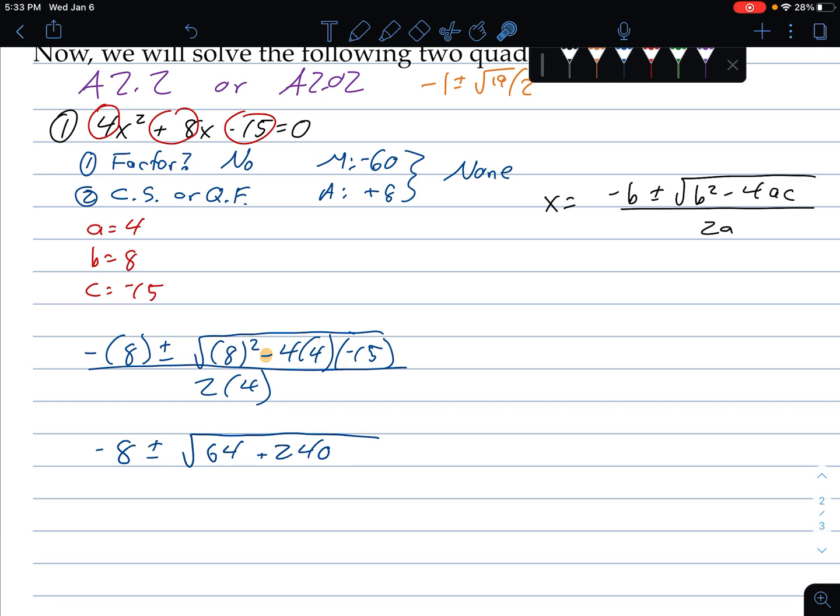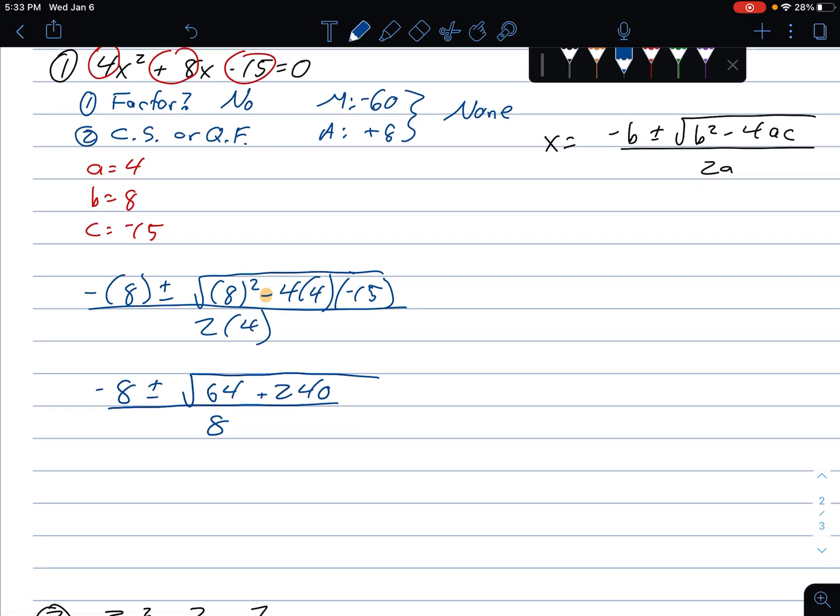-16 times -15 is positive 240, all over 8. Now again, you cannot cancel these 8 because there's a plus or minus sign here. We have to have a number constant in all terms. So let's keep going. -8 plus or minus radical, what's 240 plus 64? 304 divided by 8.